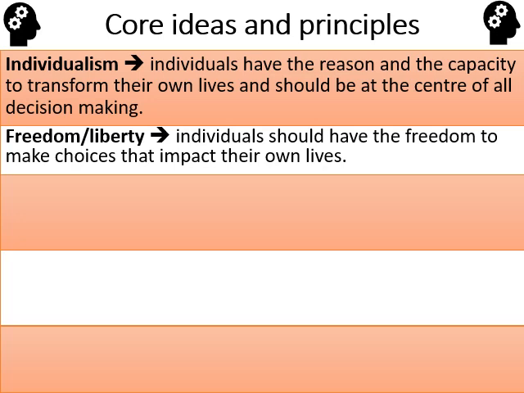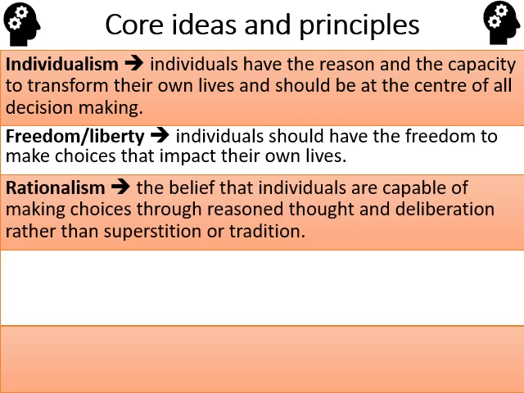The second core idea or principle is freedom or liberty. They mean the same thing. And this is the idea that individuals should have the freedom to make choices that impact their own lives. There are some limits to that freedom, particularly if it impacts another person's freedom. But this is probably the most important term in liberalism, the idea of freedom and liberty to have a religion or have no religion, to do what you want to do with your life, really, to marry who you want to marry, to choose a career that you want to have as well.